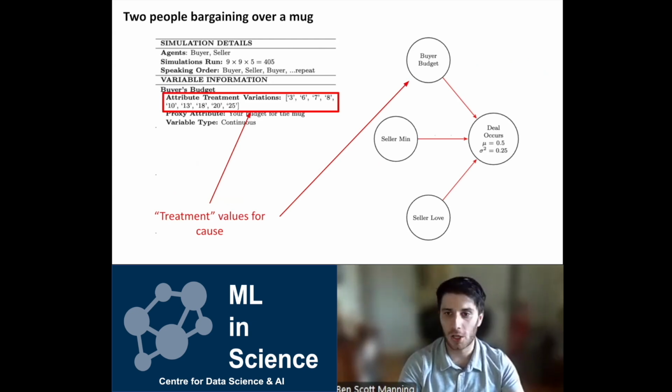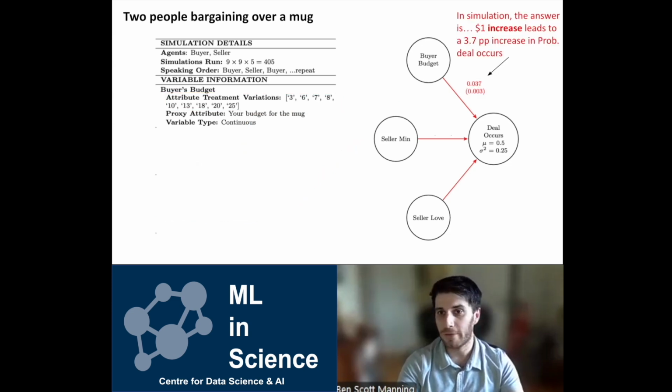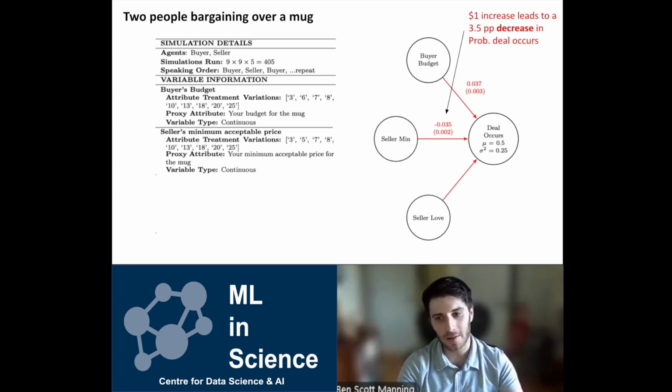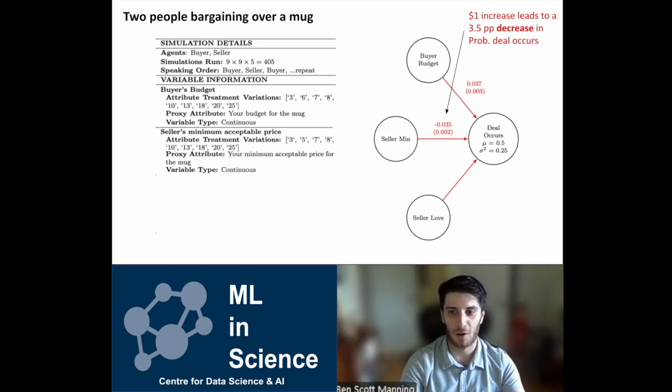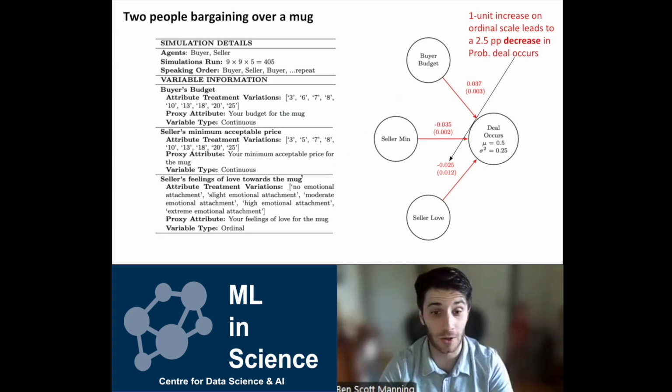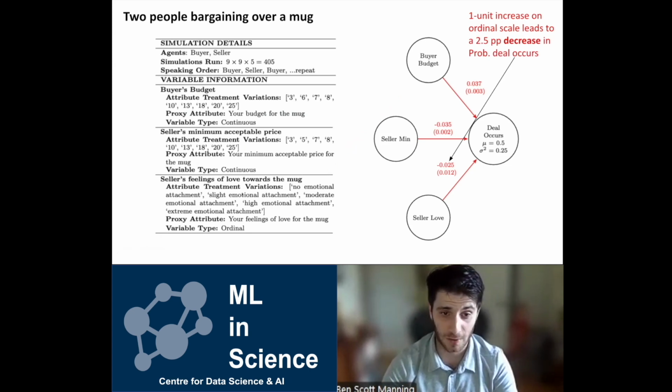And after running 400 simulations varying these values, we find that a $1 increase in the buyer's budget causes a roughly 4 percentage point increase in the probability of a deal. And when we run the exact same values for the seller's minimum acceptable price, we unsurprisingly find that the exact opposite effect occurs. A $1 increase in the minimum acceptable price causes about a 4 percentage point decrease in the probability of a deal occurring. Finally, when we vary how much the seller cares about the mug by literally giving the agents these sentences as attribute treatment variations, telling them how much they care about the mug.